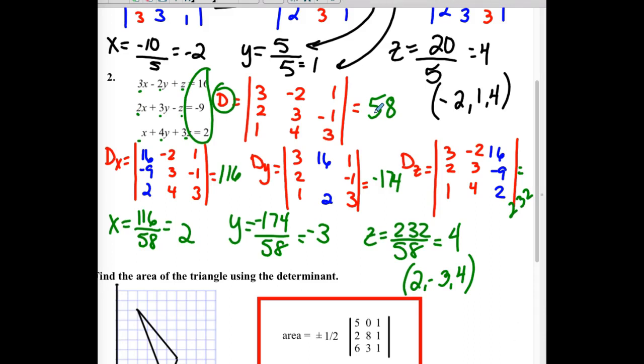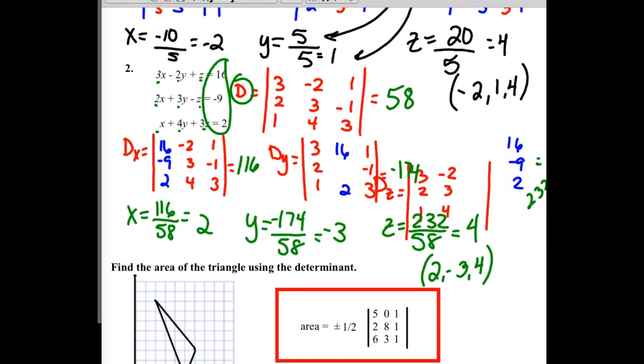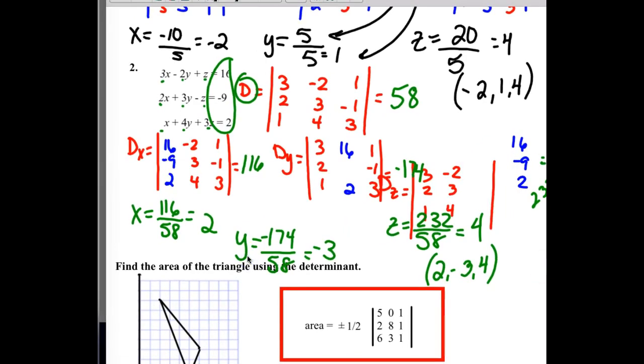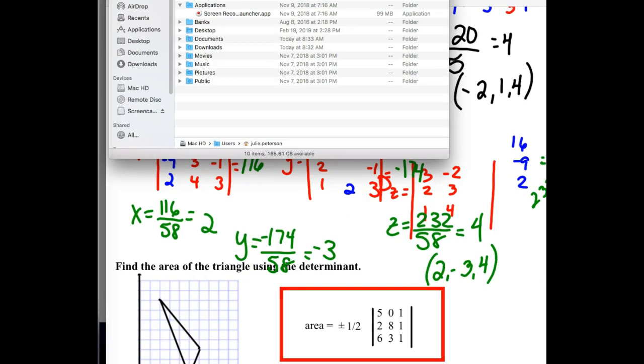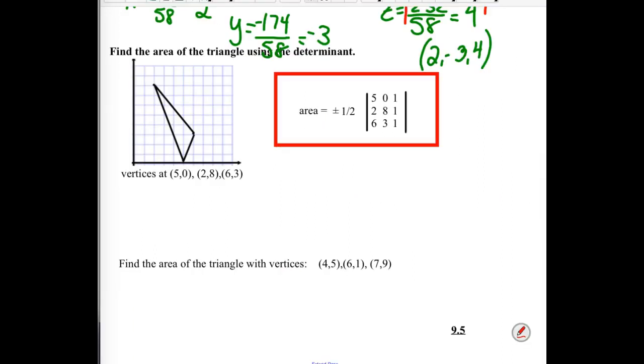The last thing that we're going to look at is how do we find the area of a triangle? And my board's off again. We're going to have to use the determinant of a matrix again. We said the formula for the area of a triangle is what? Okay, 1/2 base times height. All right, you guys said area for a triangle is 1/2 base times height.